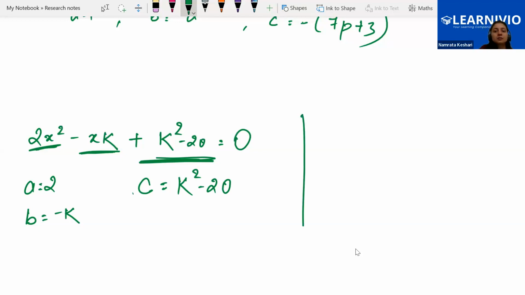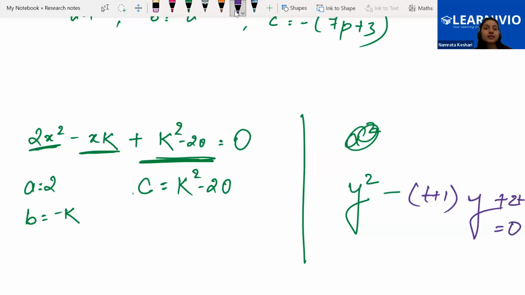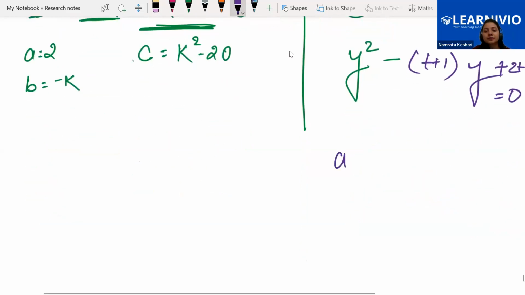Is it clear? Similarly, if you will be having y square minus t plus 1 y plus 2t is equals to 0. Now again the same question. What is A, what is B, what is C? Can you tell me what is A? Yes, what is A?